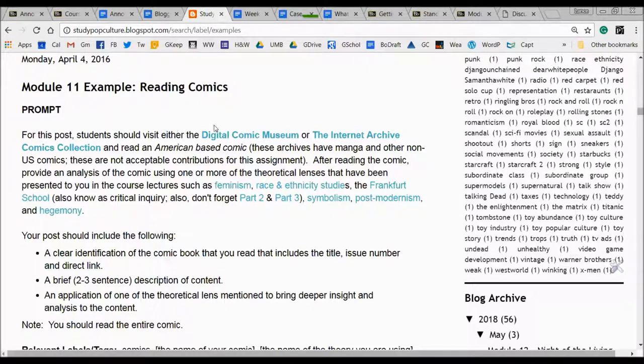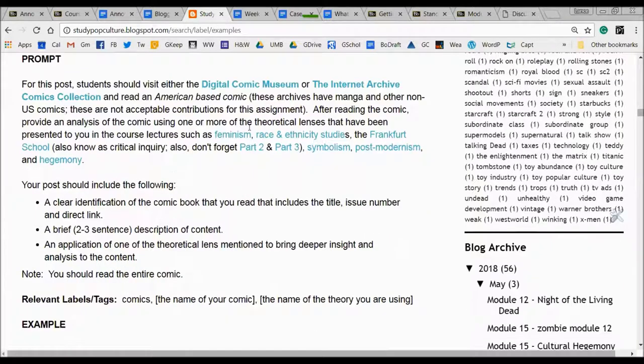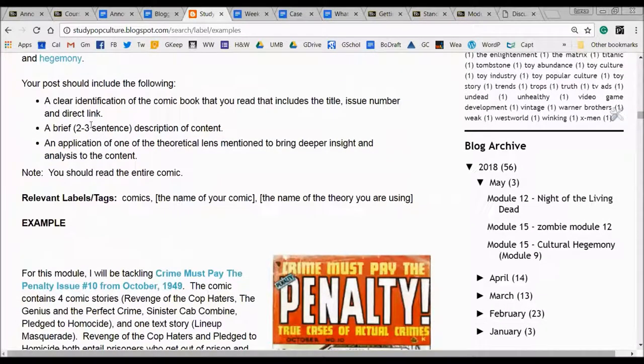And so this one, I have them find online comics, because module 11 is the one we deal with comics. And then they have to take a look at some of the previous videos that we've done around theoretical approaches to popular culture, and apply that to an actual comic that they read. So the idea is to identify the comic book that they've read, a couple sentences describing the content, and then actually apply a theoretical lens here.